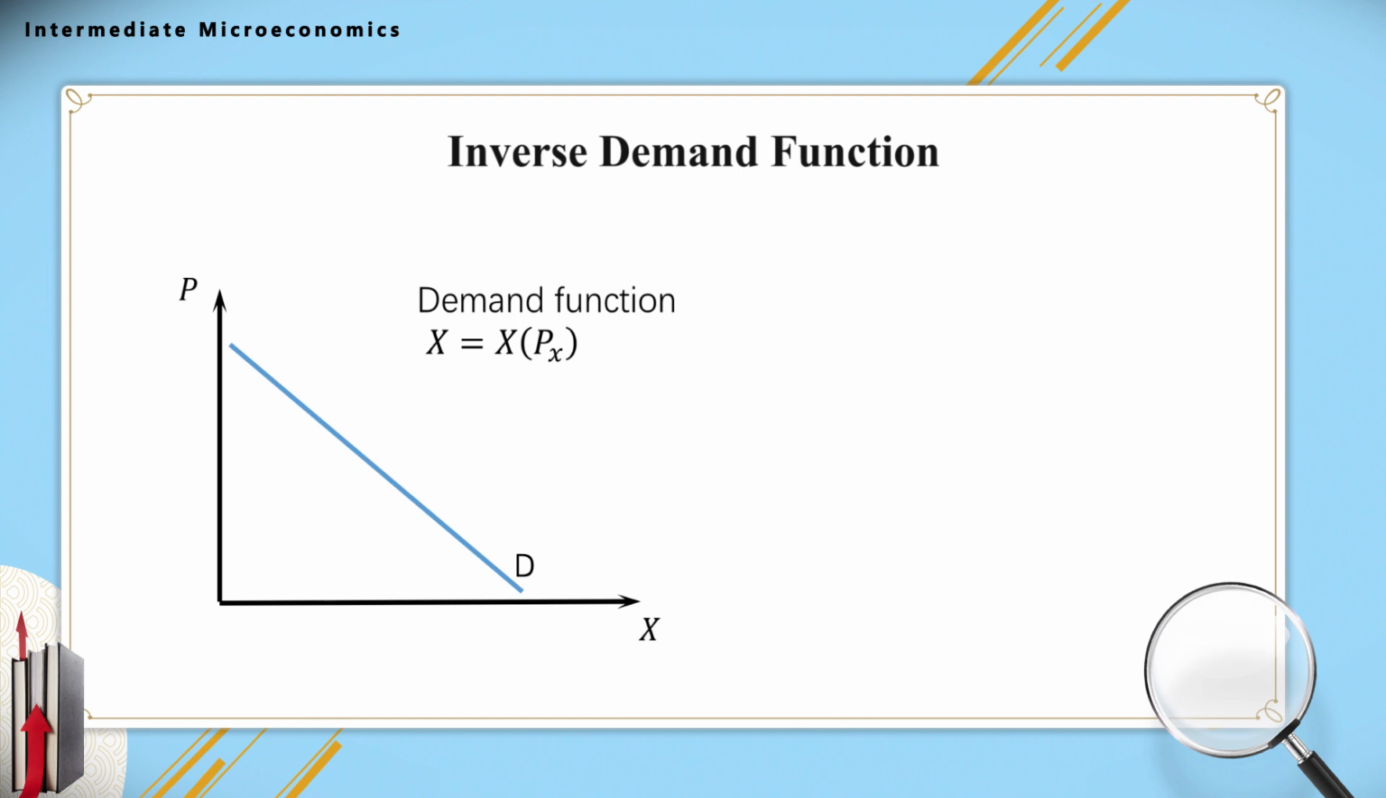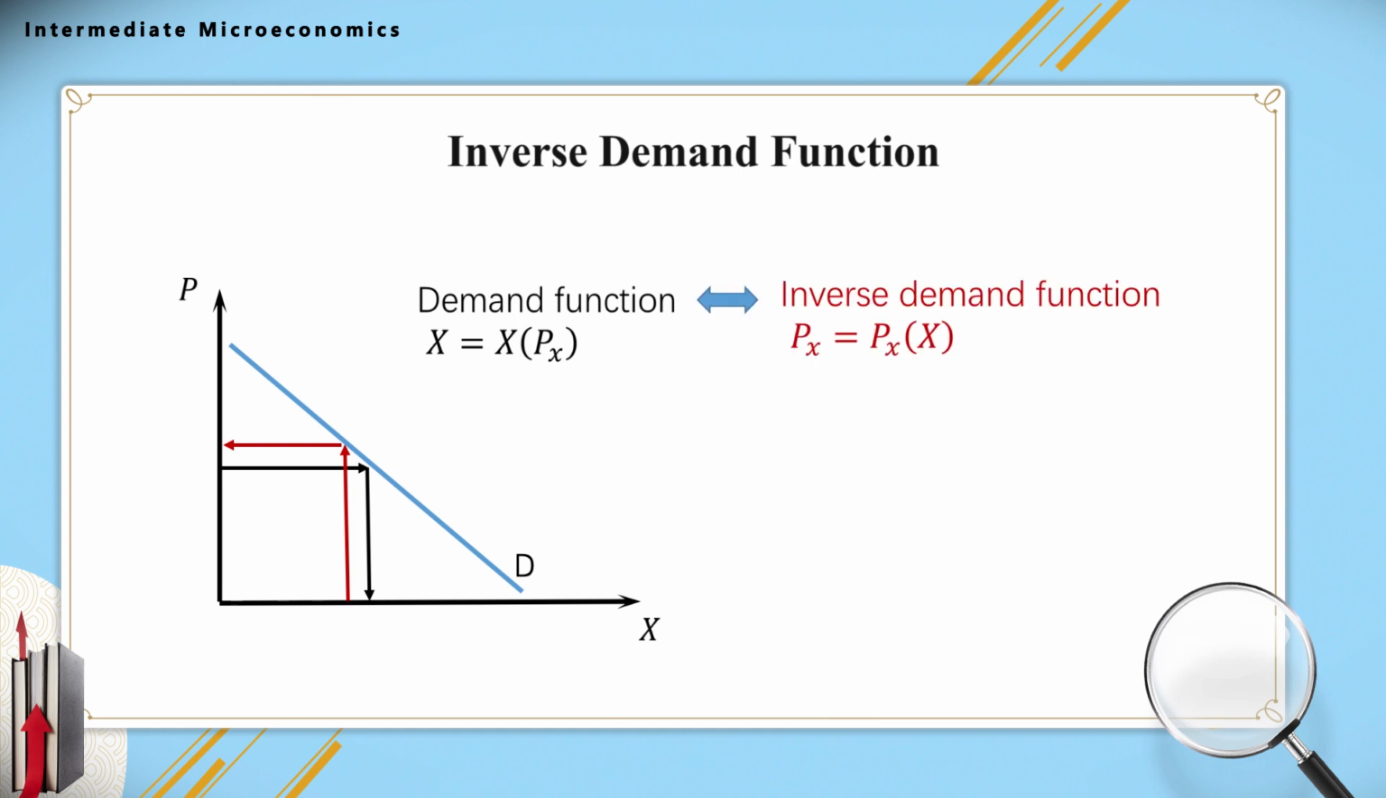A point on the demand curve represents the demand quantity of commodity X at a given price. We can also explain the demand curve from another angle. It represents the market price at any given demand quantity. Such a relationship can be expressed by the inverse demand function. Any demand function can be transformed into an inverse demand function.